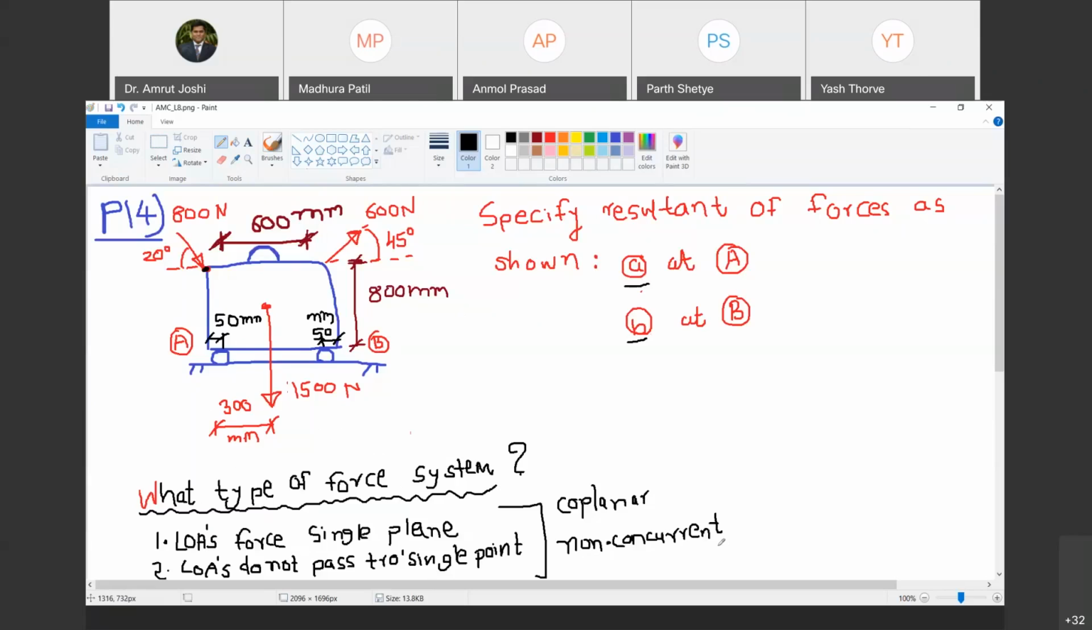Are you with me? Yes, sir. Okay. And now what is being asked? You have been asked to find the resultant of all these forces at point A as the first part of the problem, and then at point B as the second part. Do you agree with me? Yes, sir. So how do we find the force resultant? We did this in the last class, right? It is like asking, what if I have to replace all these forces by a single force?